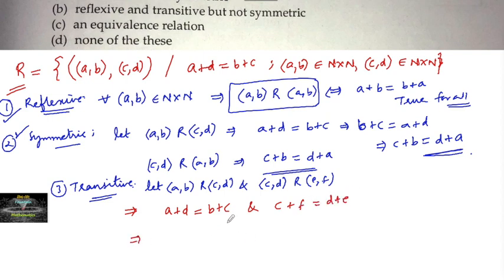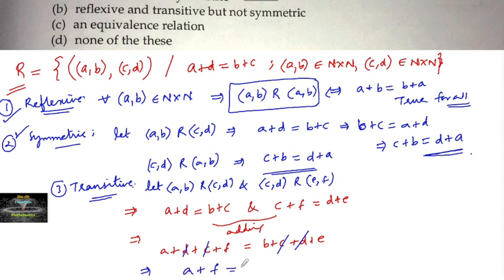Now, by adding these both, we can get a plus d plus c plus f is equal to b plus c plus d plus e, and hence by cancelling, c and d get cancelled, so that we can write a plus f is equal to b plus e, is it? Which implies that a plus f is equal to b plus e, meaning (a, b) is related to (e, f).